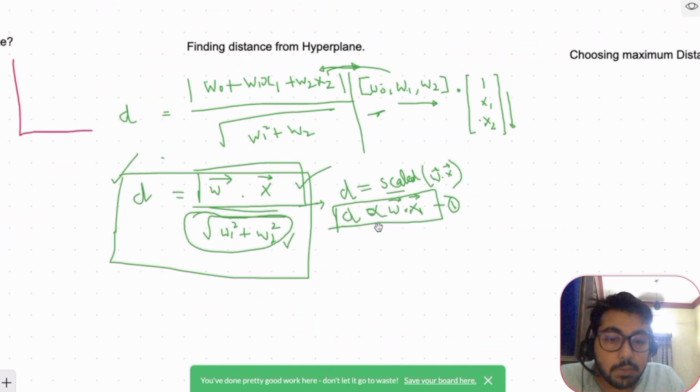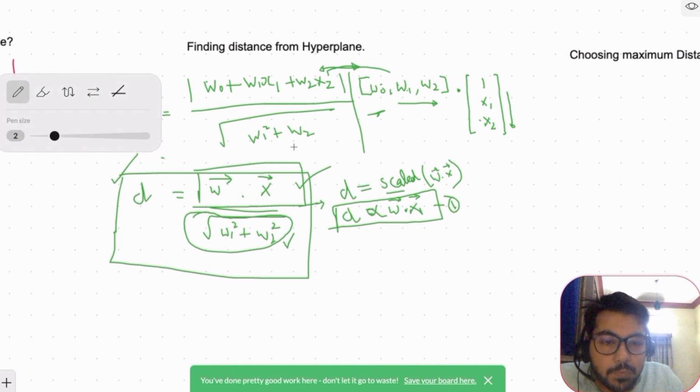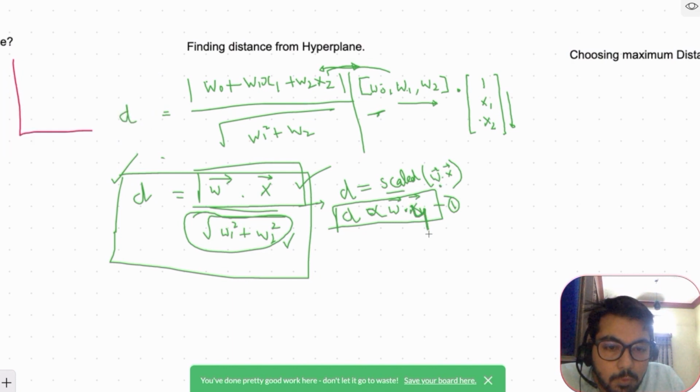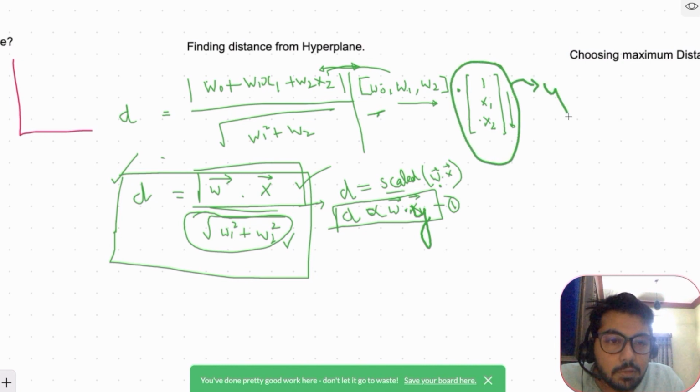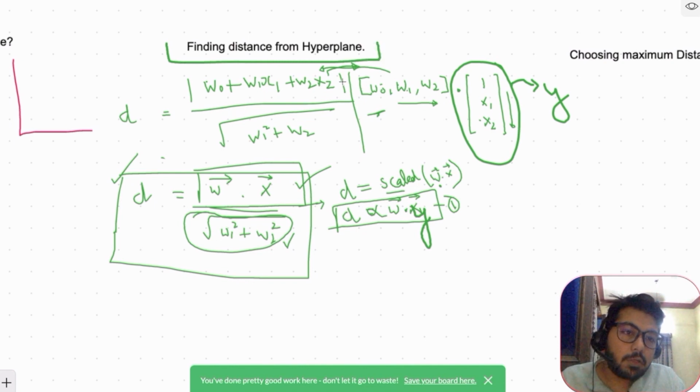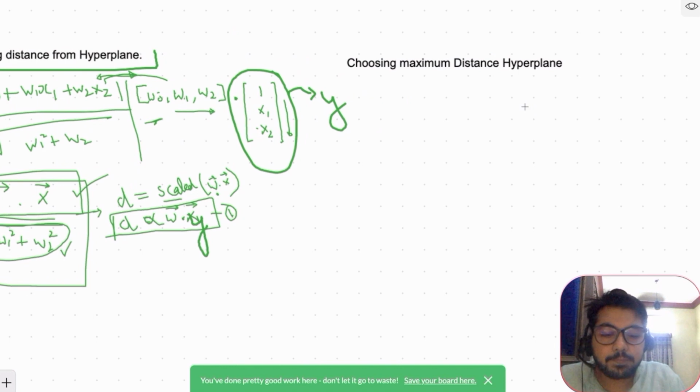Similarly, the distance will also use y, because this is basically a y vector, not an x vector. So the distance is directly proportional to the equation of the hyperplane, basically w dot y. So now we know how to find the distance from the hyperplane. Now we will move to our next part, how to choose the maximum distance hyperplane.